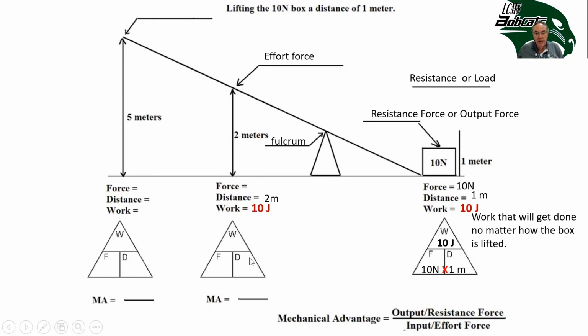So let's find out how much force we would need. When we put the 10 joules in the work triangle, we have to push down a distance of 2 meters. So when they're up and down in the triangle, we take the 10 joules divided by the 2 meters, and we end up with 5 newtons of force. Okay, so we only have to push down with 5 newtons, and we're able to lift something that's twice as heavy.